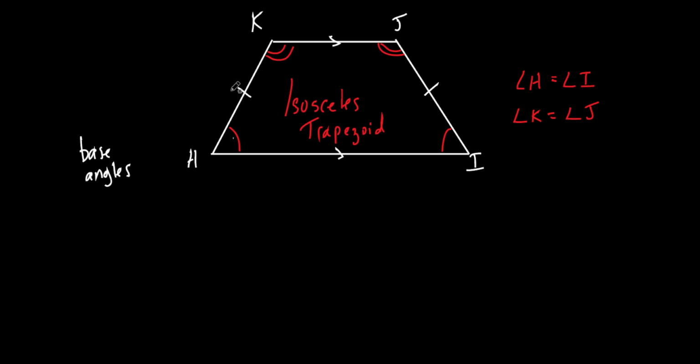So if you know it's an isosceles trapezoid, what if you didn't know it was an isosceles trapezoid? What if they didn't tell you that it was isosceles, but they told you that the base angles were equal to each other, okay? So you got a four-sided figure, and this is the information they give you. They tell you that angle H equals angle I, and angle K equals angle J. Then what could you say about that whole entire trapezoid?